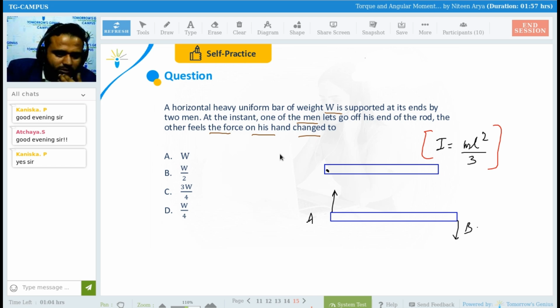Okay, what is the method to do this? First of all, we find the alpha, which is the angular acceleration, and then we correlate it with the linear acceleration. Clear? Then we put it into the final equation to find the force, because the net force, whenever it is tilted, is going to look somewhere like this.